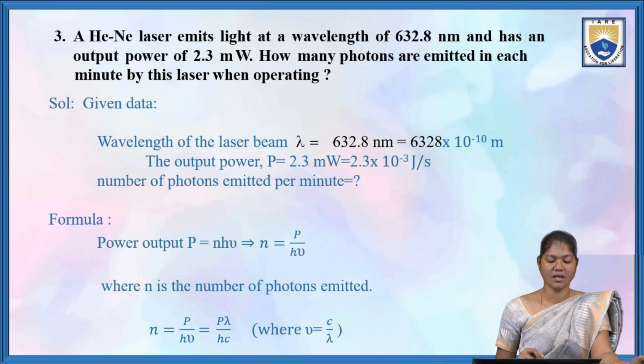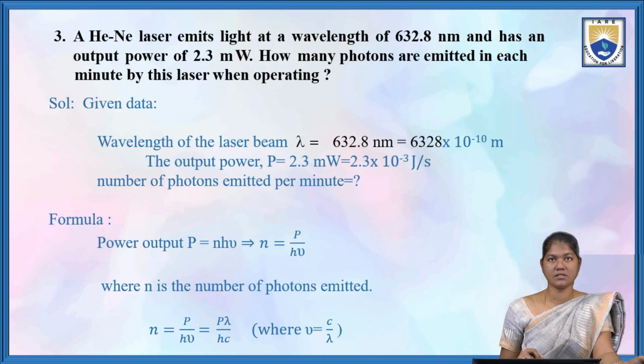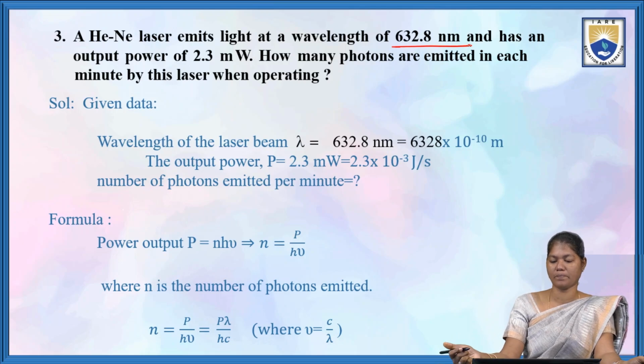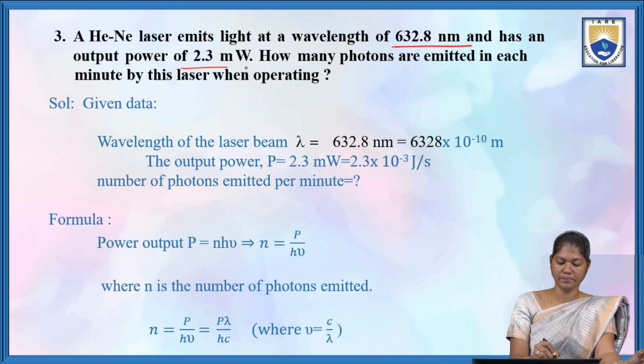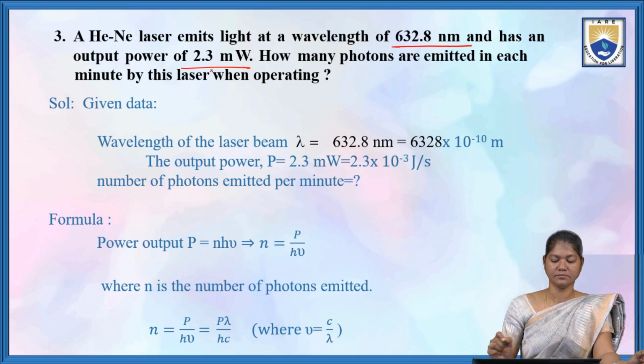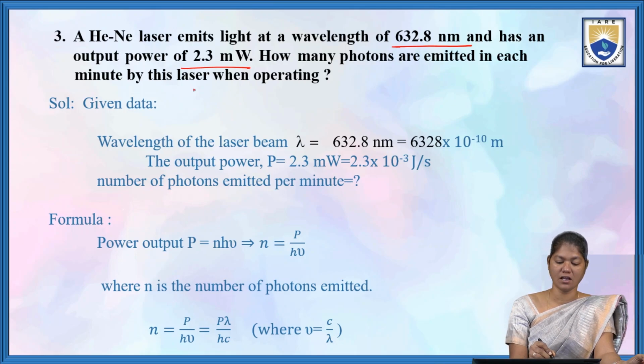Next problem. A helium neon laser emits light at a wavelength of 632.8 nanometers and has an output power of 2.3 milliwatts. How many photons are emitted in each minute by this laser when operated?